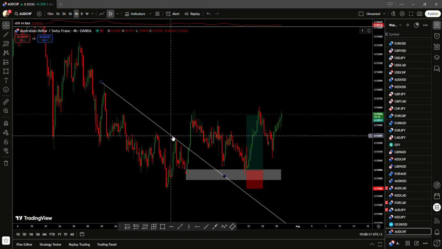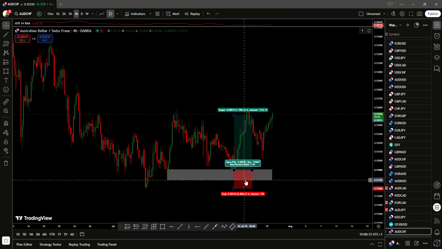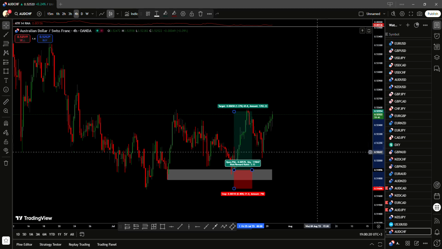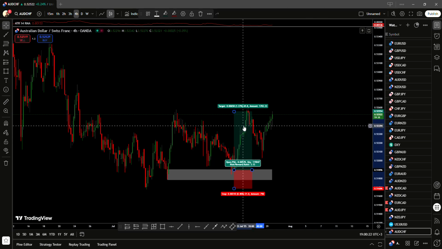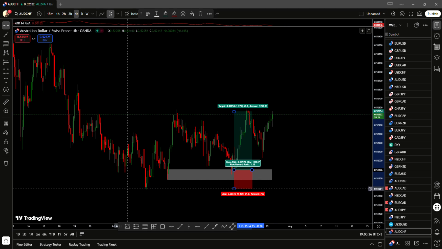So price came, tapped in that area perfectly and respected the area immediately. Price started moving to the upside. It moved around 1:3, and that is 65 pips for that matter.